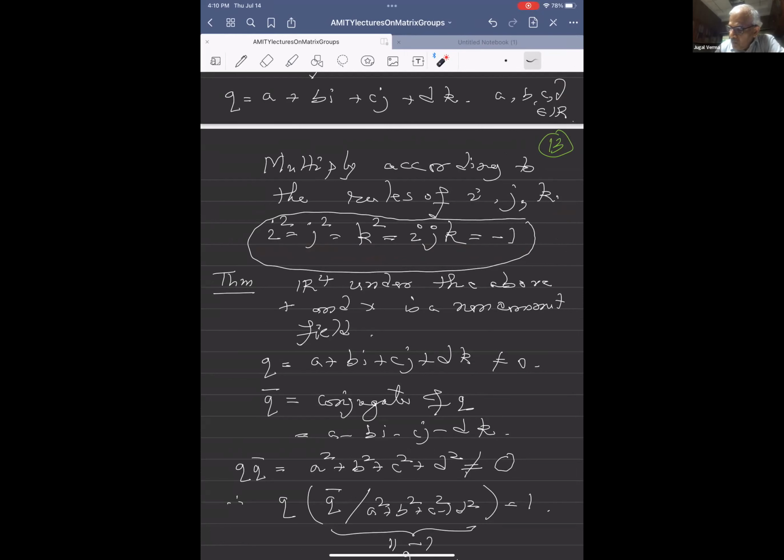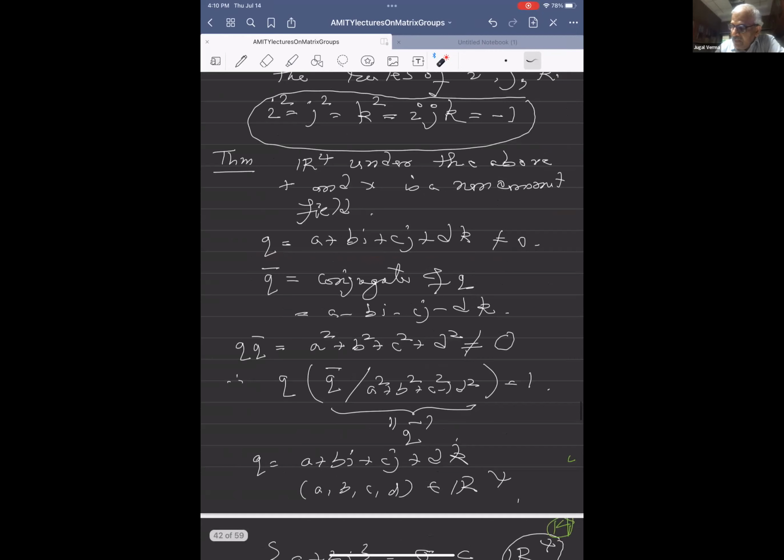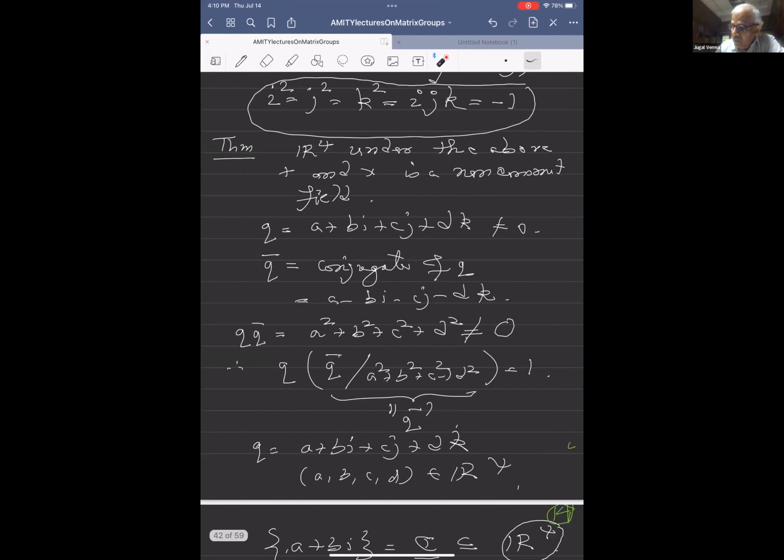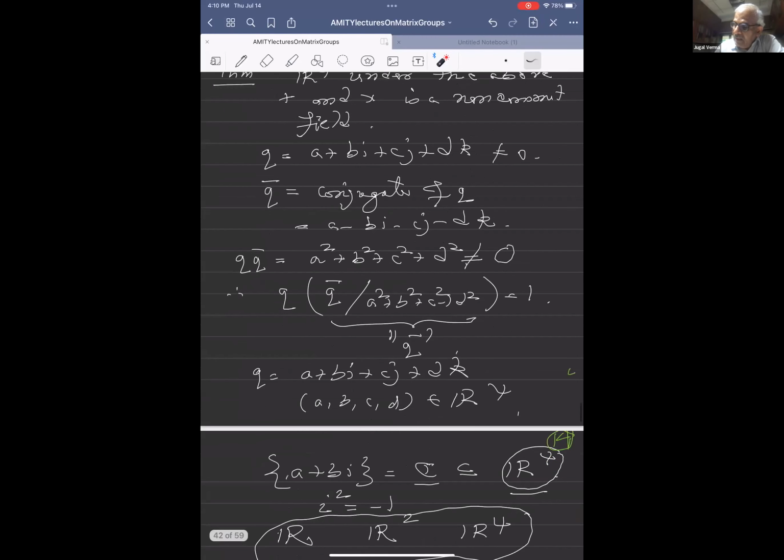And this is not artificial. It can be achieved by working inside 2 by 2 complex matrices. So then using the conjugate, we saw that Q times Q bar, you can multiply Q and Q bar using the rules for multiplication of i, j, k, and that is a square plus b square plus c square plus d square. So if Q is not equal to 0, then this is not equal to 0.